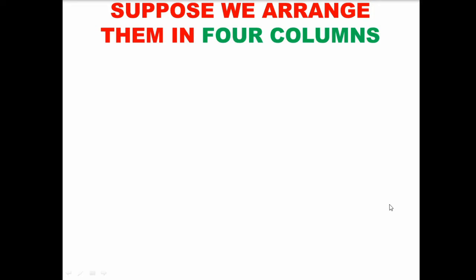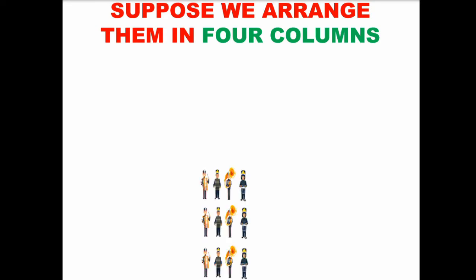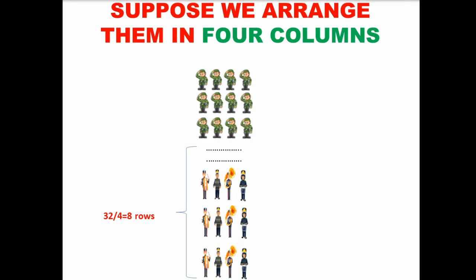Okay, I don't go for 3 columns because the numbers 616 and 32 are not divisible by 3. So I go for the numbers which divide both 616 and 32, right? Now when I arrange them in 4 columns, arranging the band members first, 4, 8, 12, and so on, as there are 32 members, I get 8 rows. After 8 rows, I get the members of the contingent. So they will form up to 154 rows.